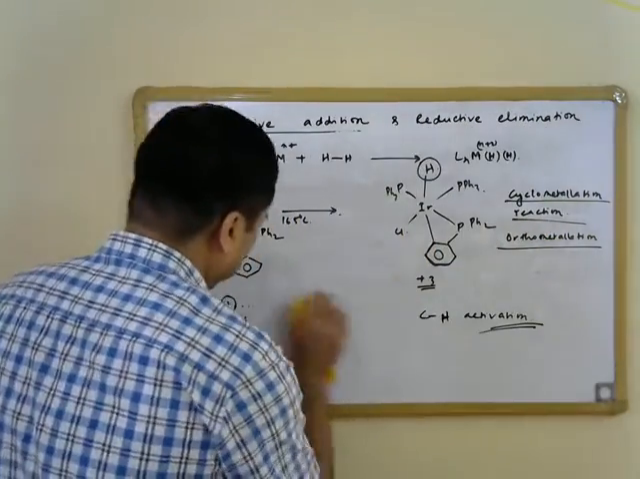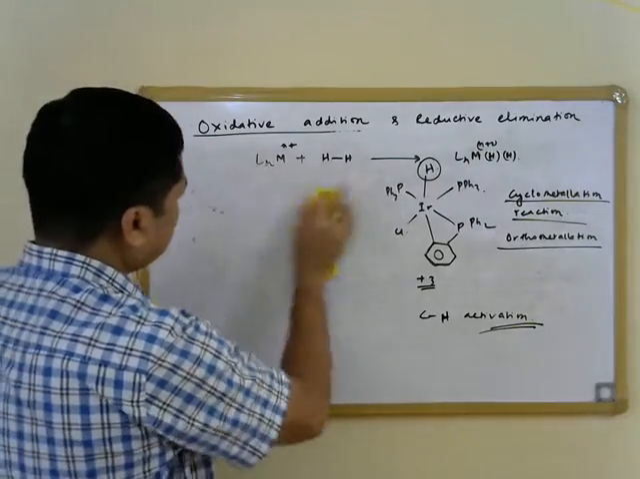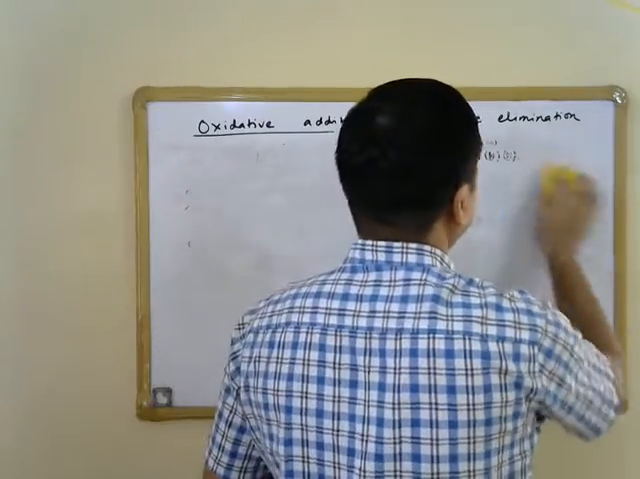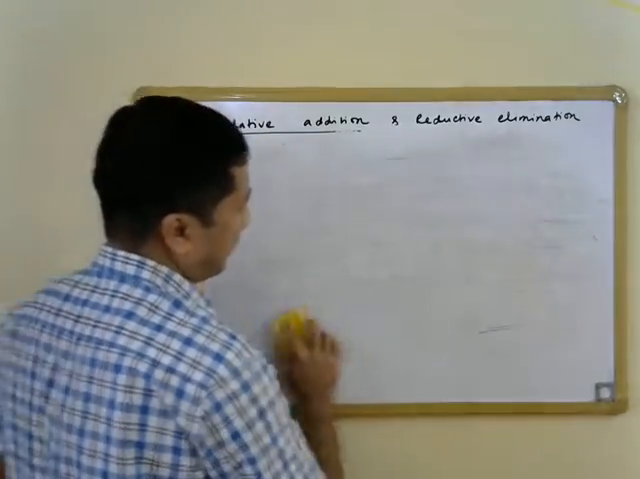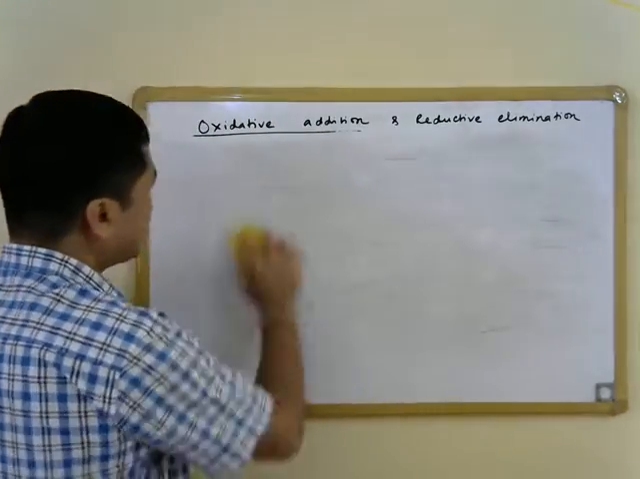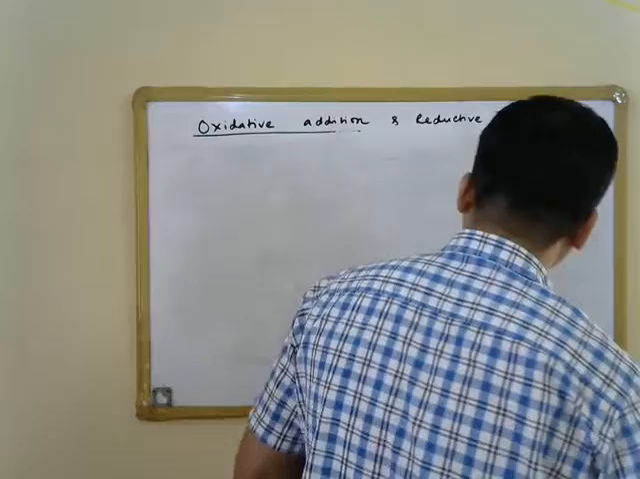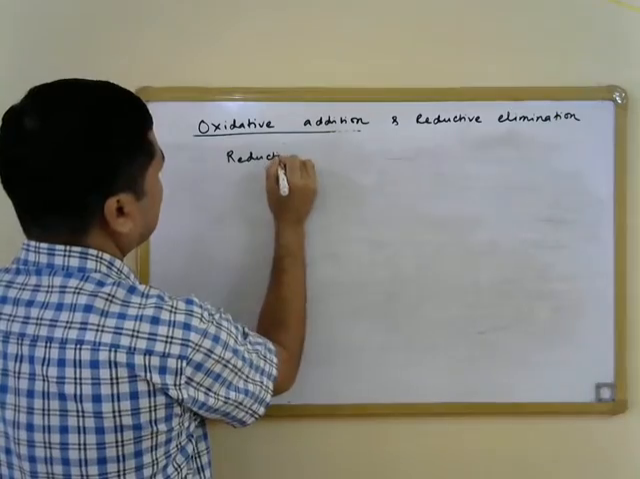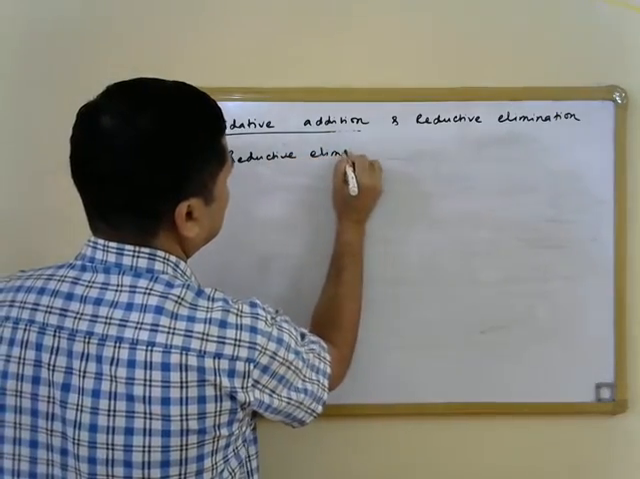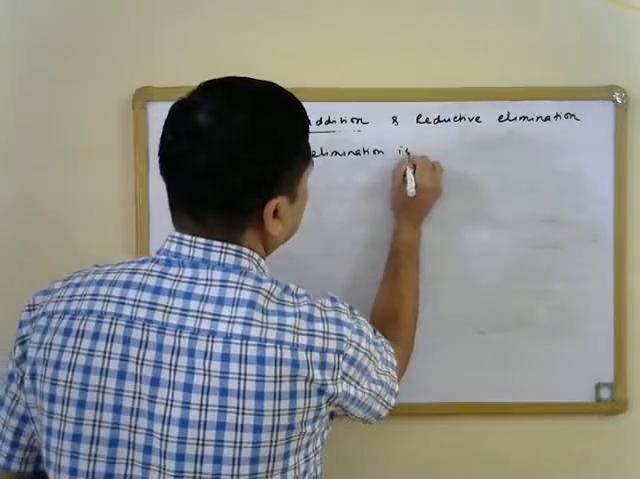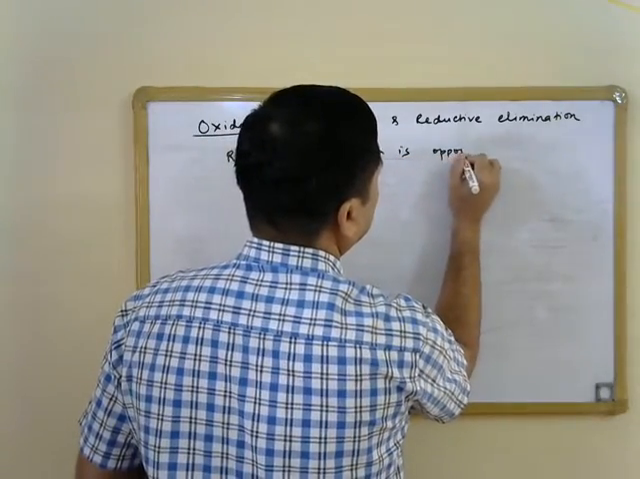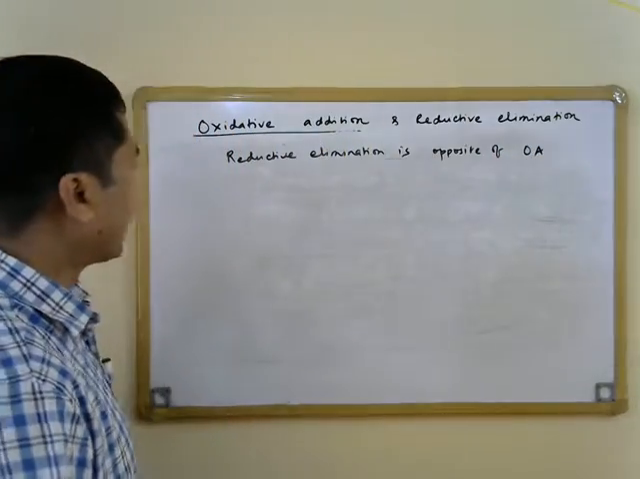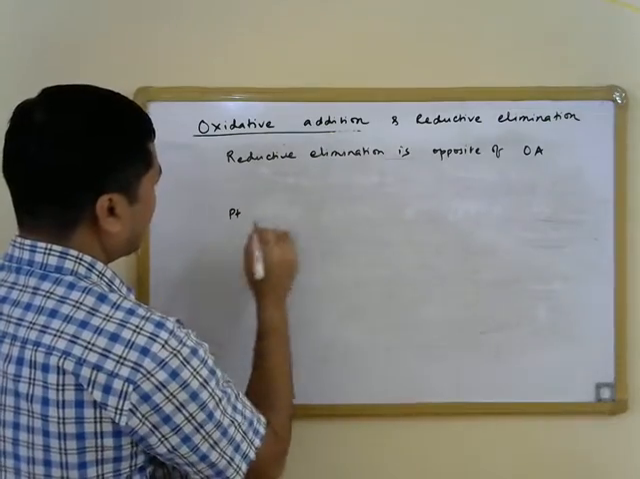Let us now discuss another type of reaction, that is the reductive elimination. Now, the reductive elimination is the exact opposite of oxidative addition. So, let us see one example of reductive elimination here.